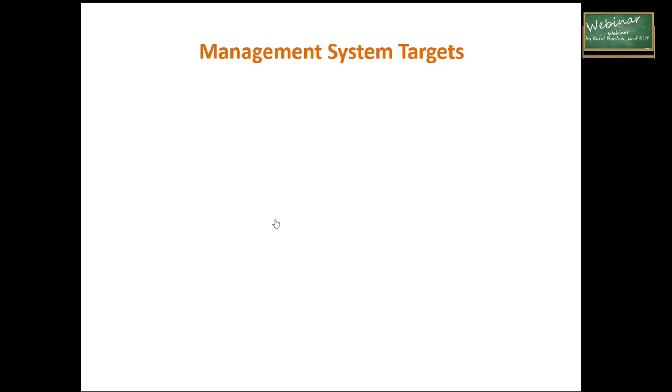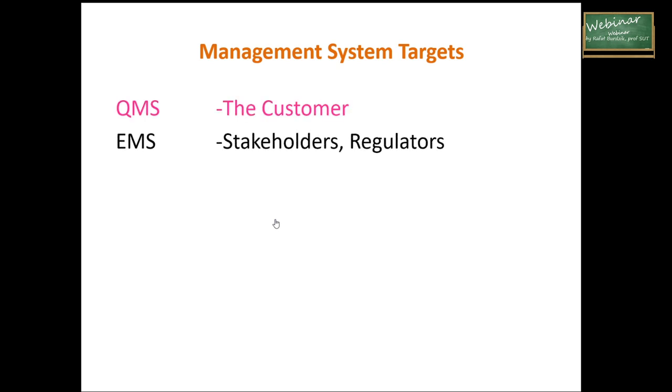Okay, so what are the targets of the management system? So first, when we are talking about the quality management system, the standard, the target is of course the customer. We have to follow all requirements of all customers. When we are talking about the environmental management system, the targets are stakeholders and the regulators.